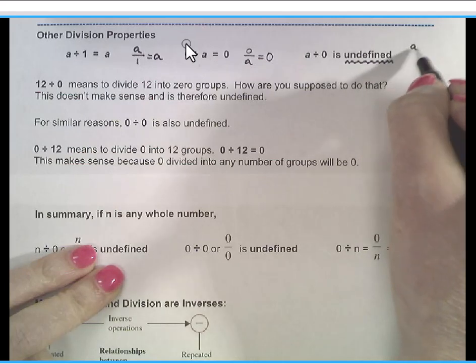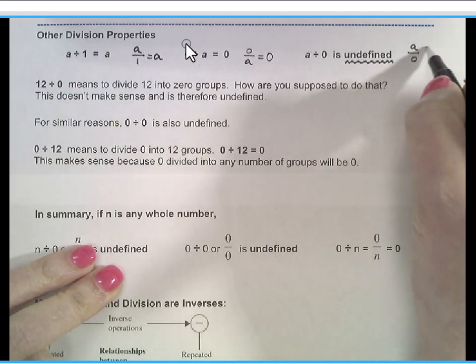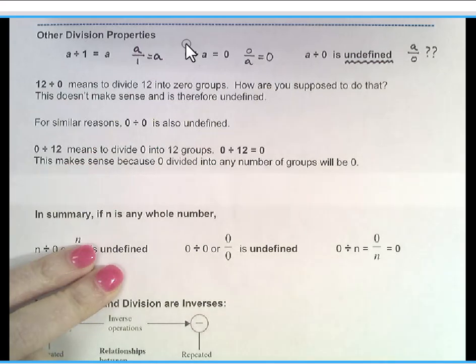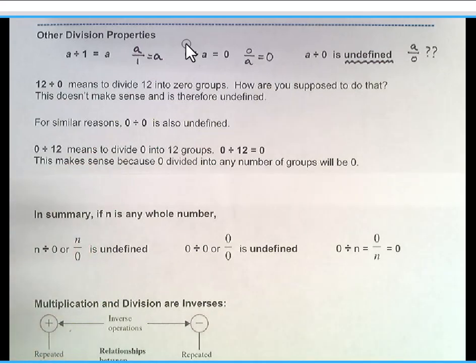So if you take a number and divide it into 0 groups, how do you divide something into 0 groups? Like, that doesn't even make sense. So you cannot have a 0 on the bottom of your fraction. You can't divide by 0. You can divide into 0, you just can't divide by 0. So 12 divided by 0 means to divide 12 into 0 groups. How are you supposed to do that? That's why it's undefined. 0 divided by 0, also undefined. Anytime you have 0 in the denominator, it's undefined.